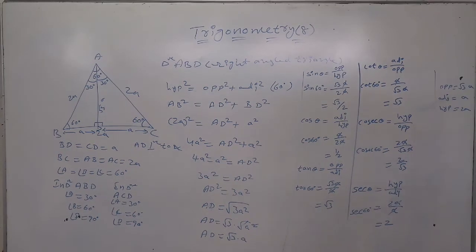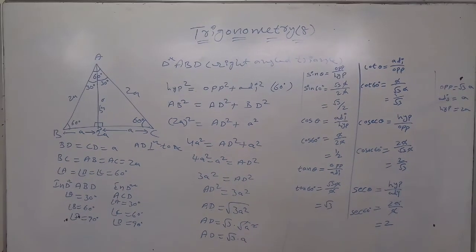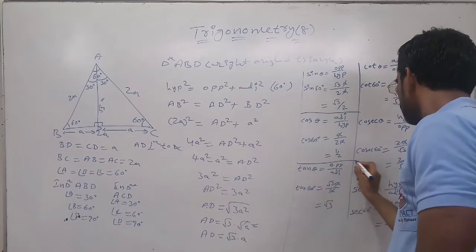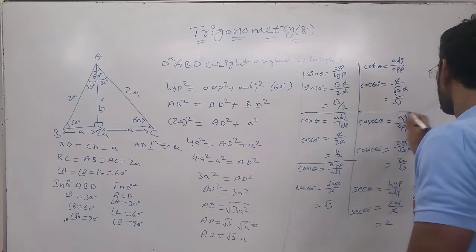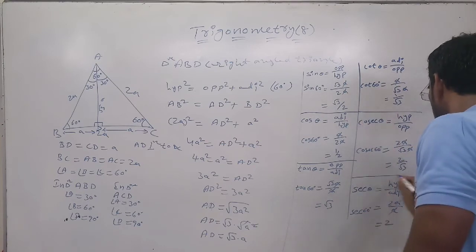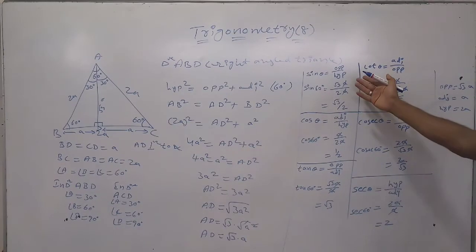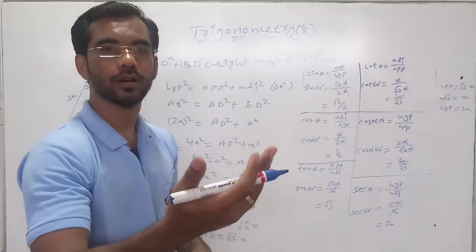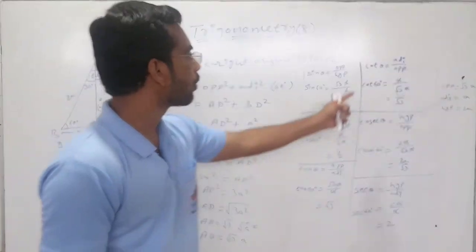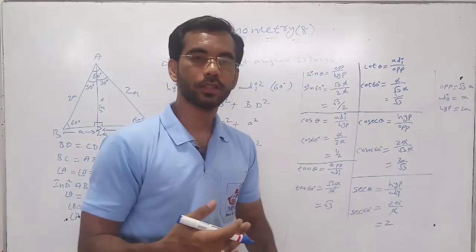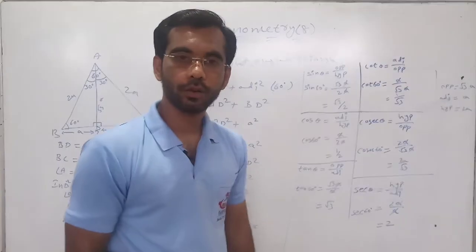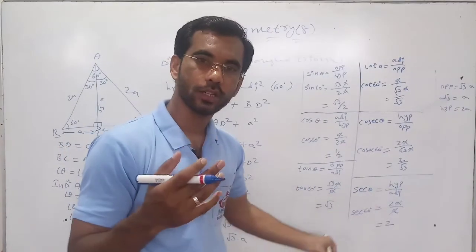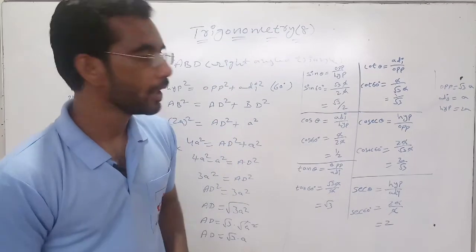Now we got all the values. Now what do we have to do? I told you before that either you take this, or else you can use tan theta is equal to sin by cos. You can write that also. Cot theta is equal to cos by sin. Cosec theta is equal to 1 by sin. Sec theta is equal to 1 by cos. You can use that also, no problem. Either way you will get the same value. It will be equal.